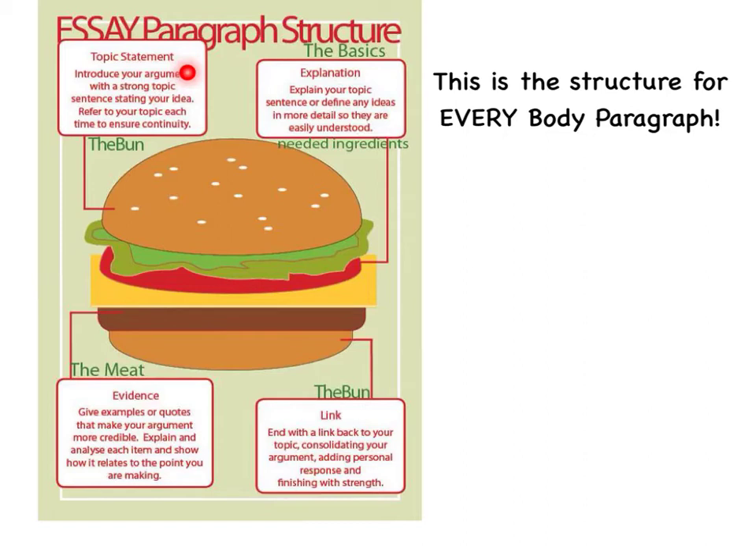Then for your meat, that's your explanation in your own words, the topic. Explain your topic sentence or define any ideas that you're hoping to cover in that body paragraph. Your extra toppings, like your cheese and your lettuce and your tomato, well, that's your evidence, either direct or indirect. This is where you give examples or you give a quote or you give some statistics to explain or to support what you were saying up here.